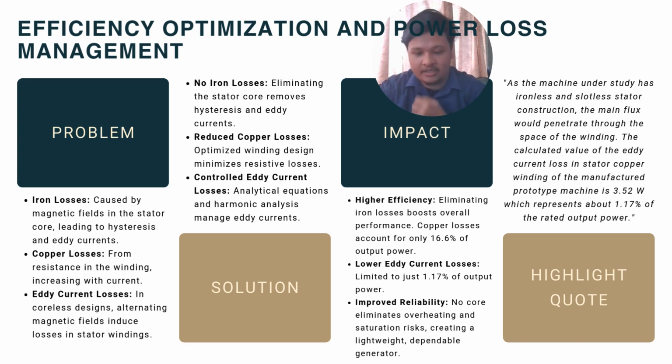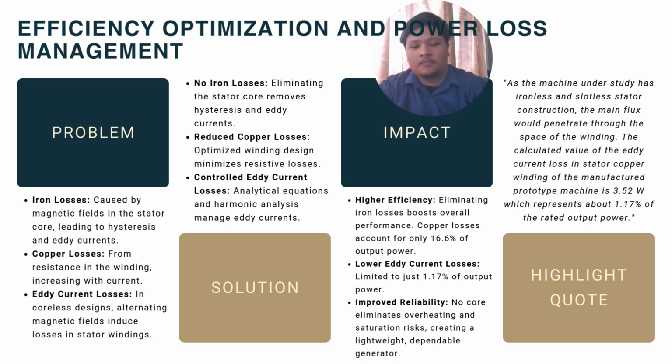And thirdly is eddy current losses, especially prominent in coiled designs where alternating magnetic fields directly affect the windings. These losses can significantly impact the performance and reliability of small-scale wind generators, making their reduction essential.